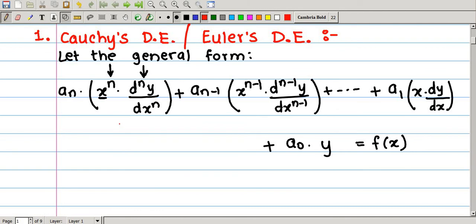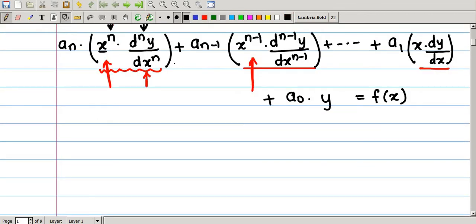So this is the general form of Cauchy's or Euler's differential equation. To remember the general form, we identify the order of differentiation. If the order of the derivative is n, then the coefficient power of x must be n. If the order of the derivative is n minus 1, the degree of the variable x will be n minus 1. Same is the case with all differential coefficients, where an minus 1 up to a0 are constants along with the variable coefficient.